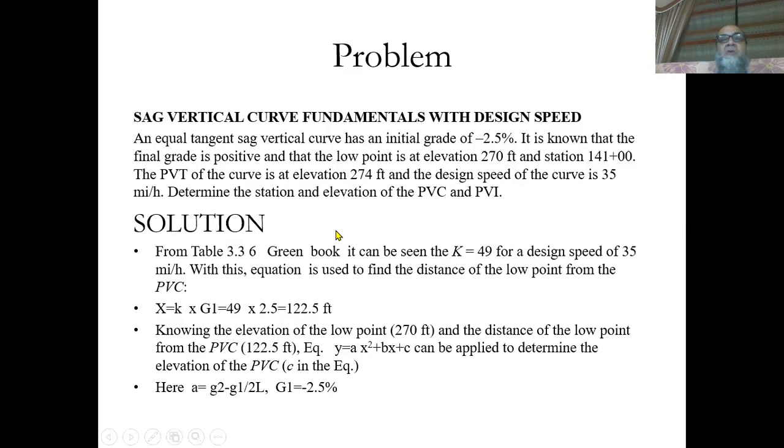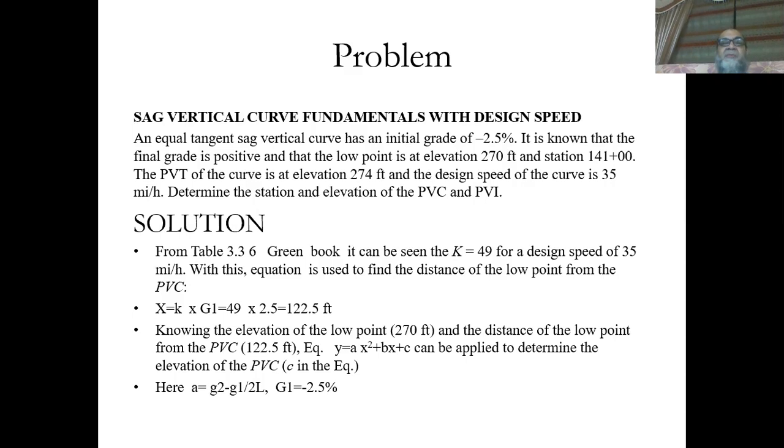Now, in order to understand fully the fundamentals of this curve, we are going to solve three problems in this lecture. So our first problem is about solving the sag vertical curve.